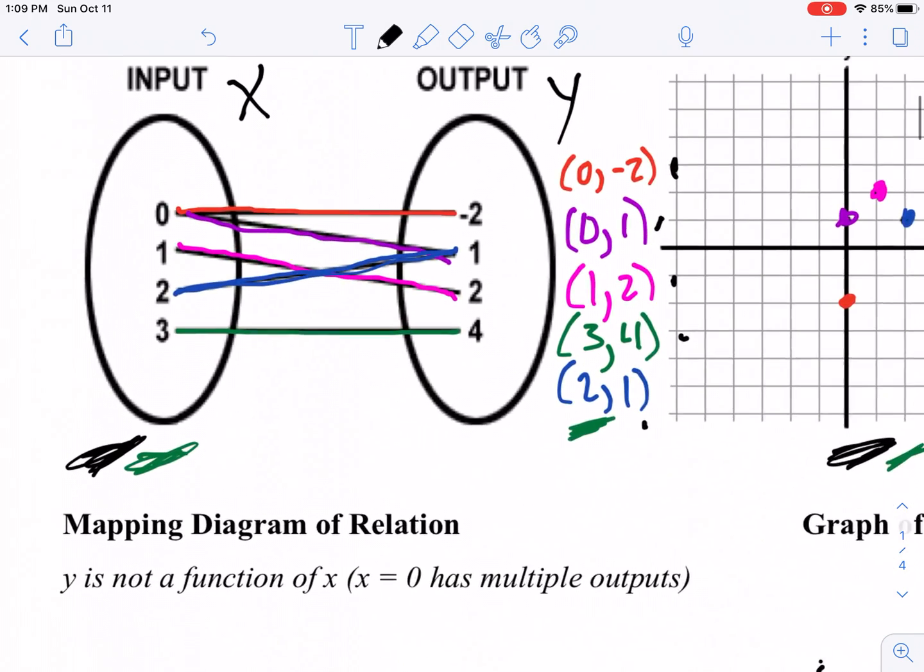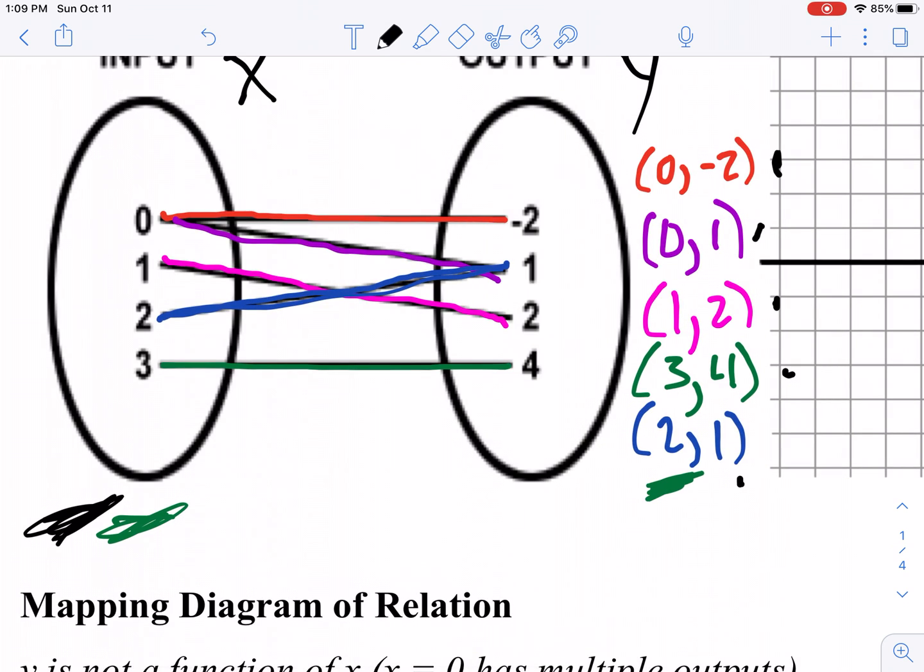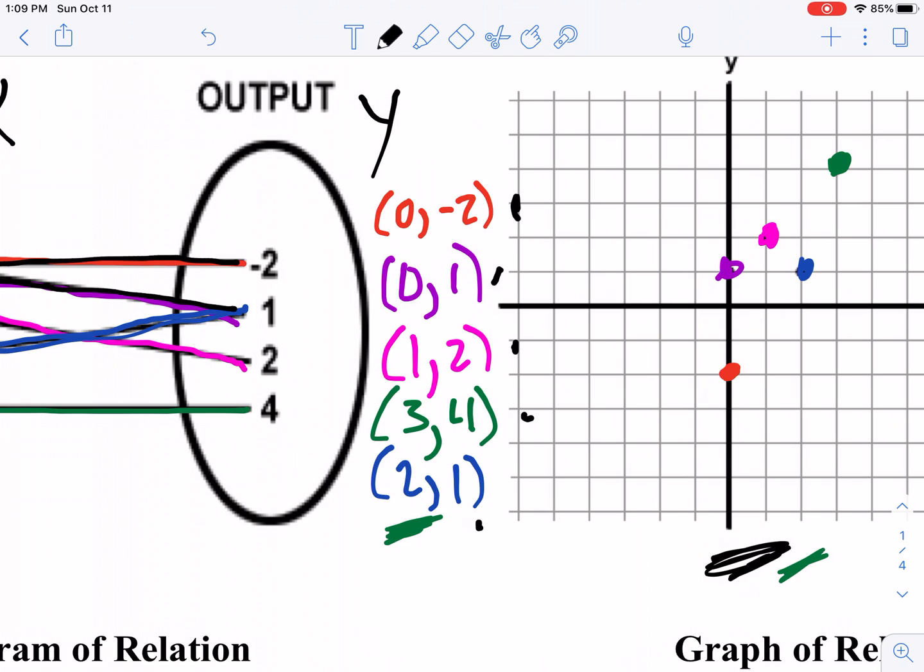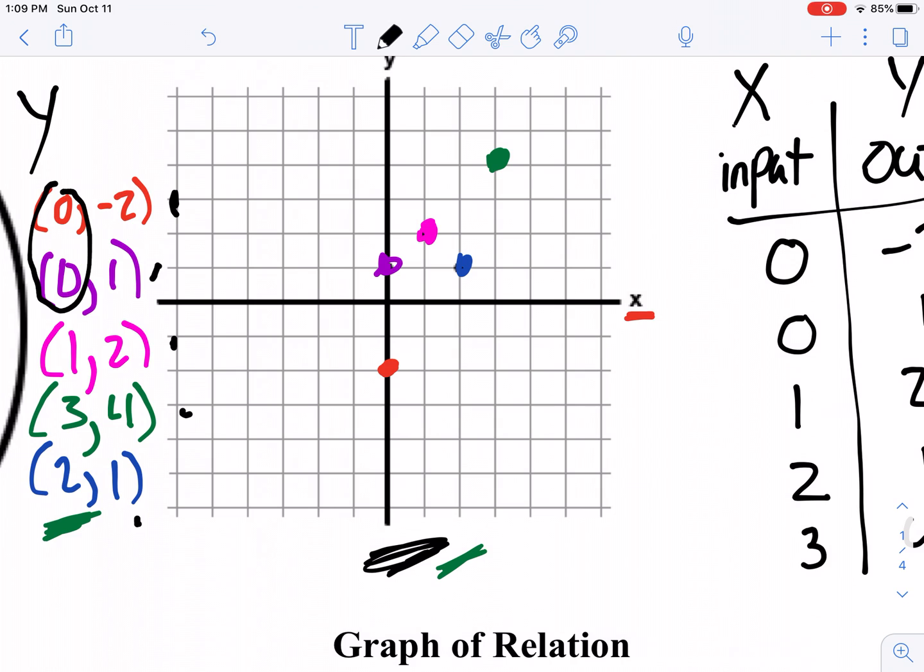Well, let's go back to this example over here, okay? Do any of my x values repeat over here? Well, yeah, 0 is going to -2 and 0 is going to 1. It repeats. 0 repeats. Not a function. Does 0 repeat in my points? Yes, I have 2 zeros here. Not a function. Does 0 repeat on my graph? Yeah, if we look at the x value of 0, that would be this guy over here. Okay, it's on the y-axis essentially. Notice 0 repeats there. I have a 0, 1, and I have a 0, -2.